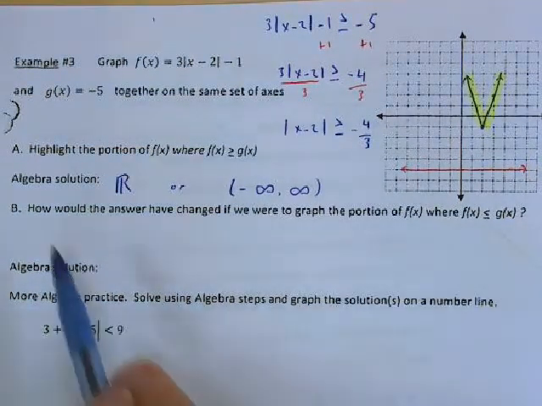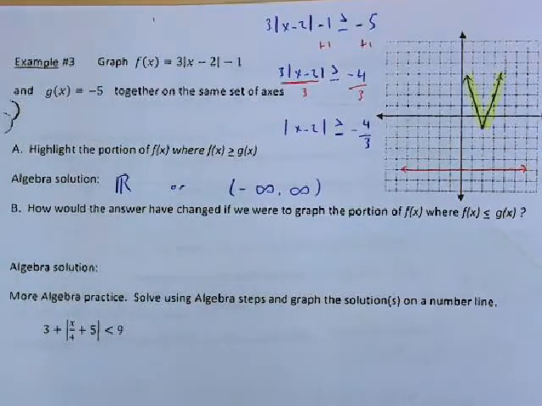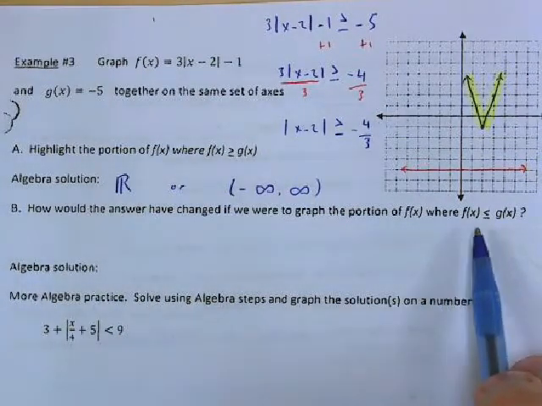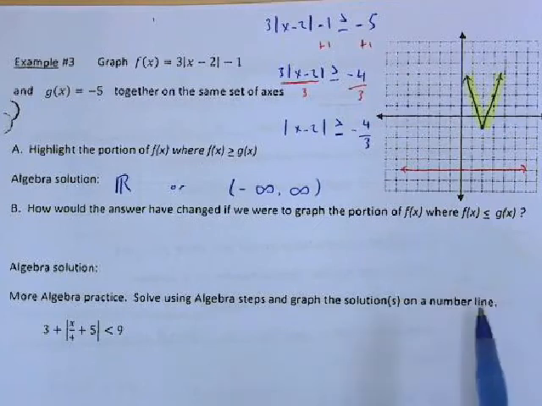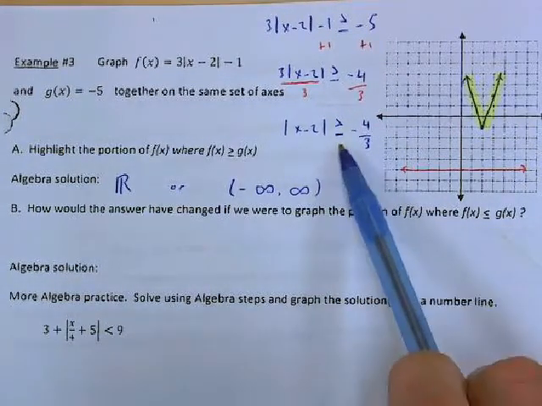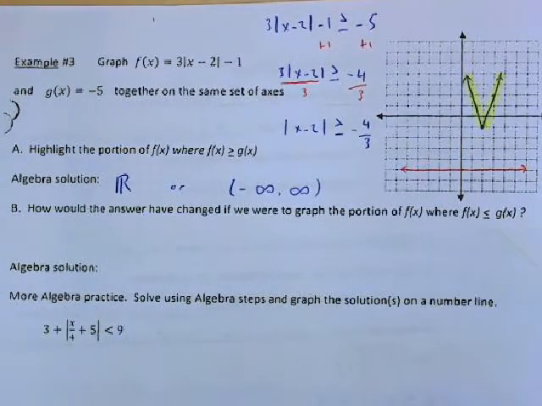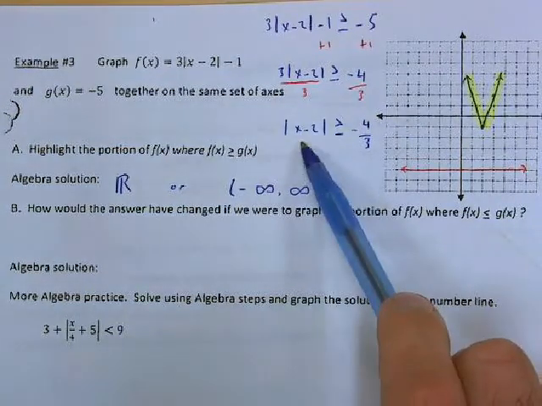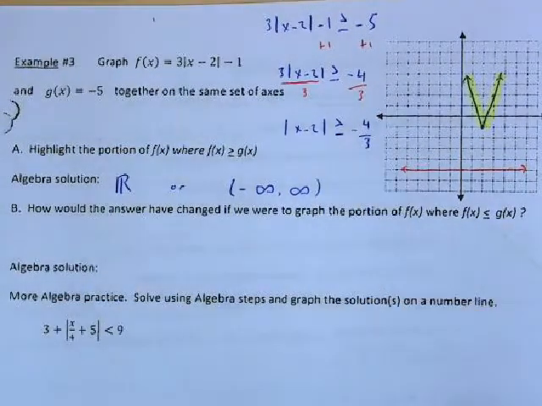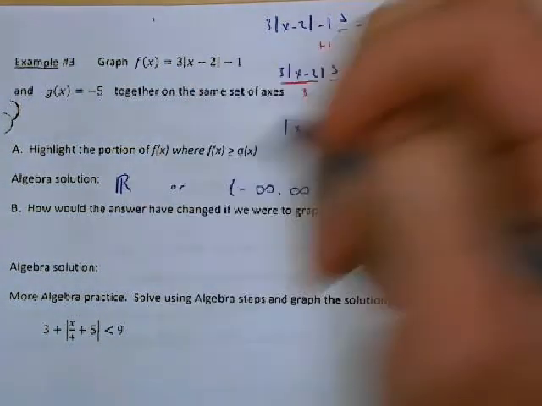Okay, now part B says how would the answer have changed if we were to graph the function f of x is less than or equal to g of x. Okay, so in other words, what if we flip this sign around? Okay, then how would that work? When is the absolute value of something less than a negative number? Well, never. So then if it was flipped around, then it would be no solution.